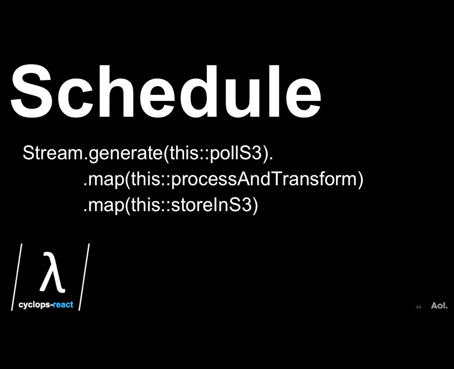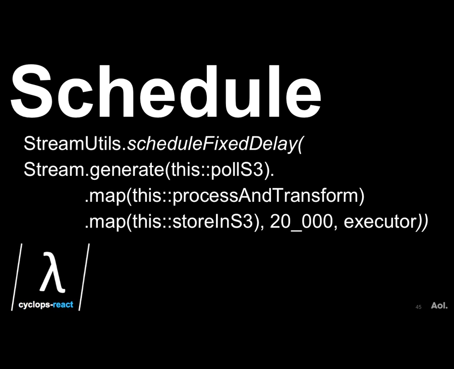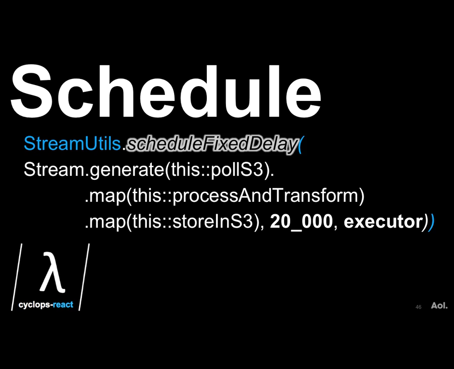One of the first things though that the engineer did once he had his stream set up and running was schedule it so it ran every 20 seconds. The Stream API itself doesn't support that, but we could write a static method that allowed you to schedule emission from a stream. And in fact, in Cyclops-react, we have a StreamUtils class that has such a static method.